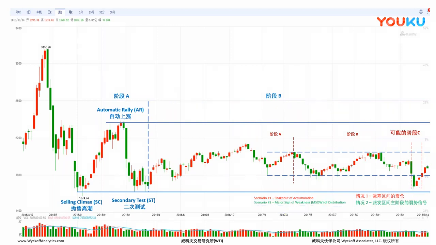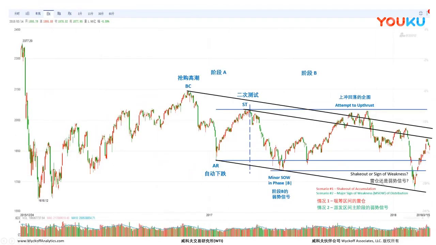Let's look at the short-term picture because it's going to give us a little bit better picture and more clues as to what is happening.